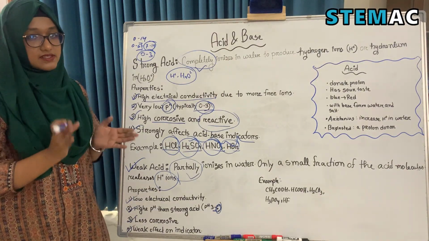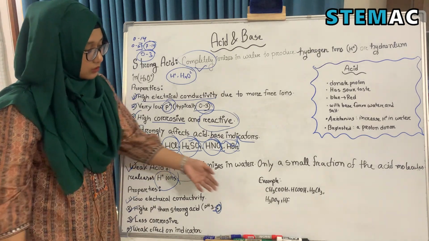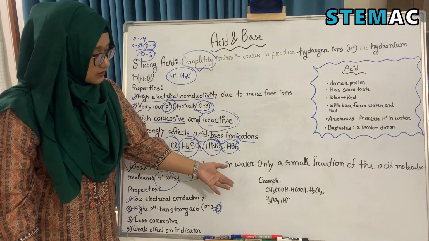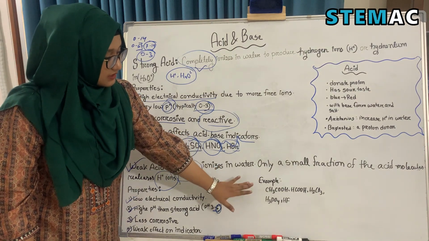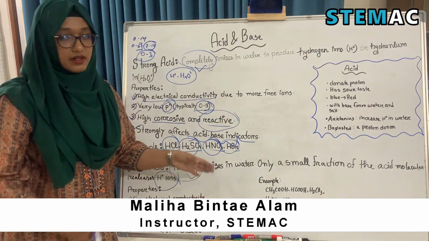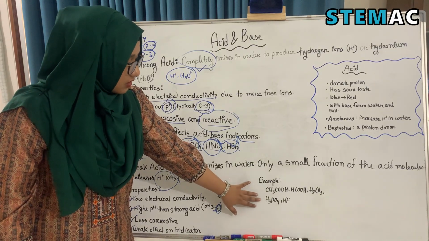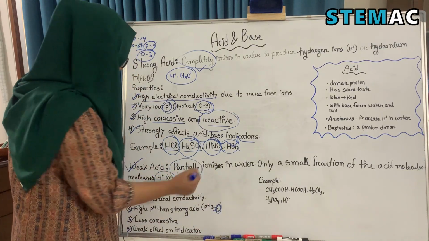And weak acids have a weak effect on acid-base indicators. Those are the weak acid compounds: CH3COOH. They easily combine with a base and show reactions: CH3COOH, HCOOH, and those hydrocarbonates. Those are for the weak acids.